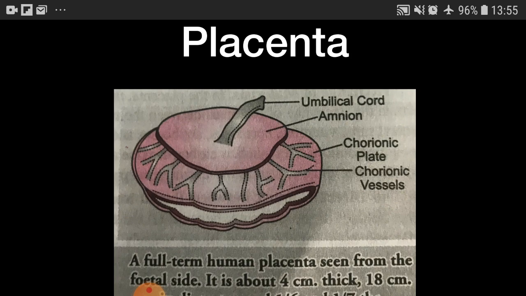Food, that is glucose, amino acids, simple proteins, lipids, water, mineral salts, vitamins, hormones, antibodies and oxygen pass from the maternal blood into the fetal blood, and fetal metabolic waste such as carbon dioxide and urea, also water, hormones, pass into the maternal blood. The placenta serves as a nutritive, respiratory and excretory organ of the fetus.